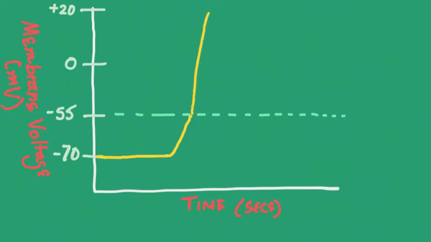When the voltage reaches -55 millivolts, which we call the threshold voltage, it triggers the opening of voltage-gated sodium channels. Sodium rushes in and causes a depolarization, raising the voltage to +20 millivolts. At +20 millivolts, voltage-gated potassium channels open, potassium rushes out, causing the repolarization. The repolarization is so fast that it actually dips a little bit below -70 before the resting membrane potential is restored. So we have 5 stages in this whole process.